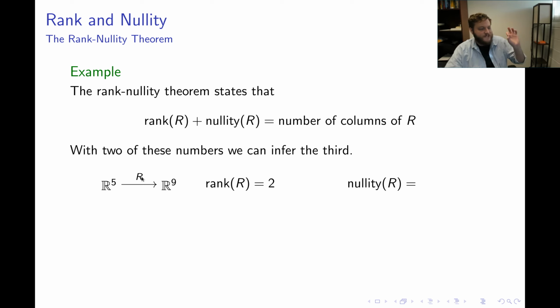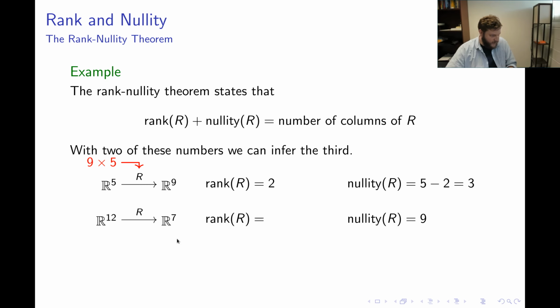Well, remember, saying that R goes from R5 to R9 is the same thing as saying that R is a 9 by 5 matrix. Number of columns is 5, so what should the nullity be? Well, the nullity should be the number of columns minus the rank. The number of columns here is 5, the rank is 2, so the nullity of this matrix is 5 minus 2, which is 3.